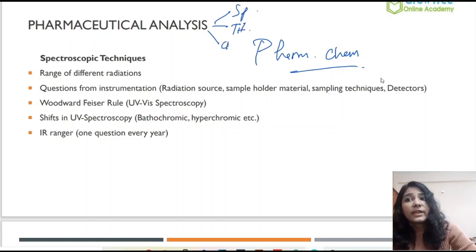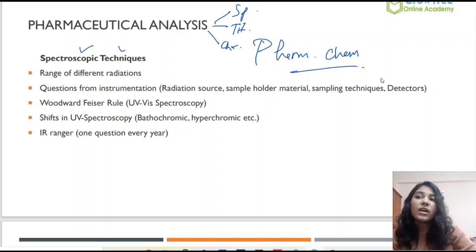In spectroscopic techniques, you should be familiar with the different ranges of radiations. Like there is a different range for UV radiation, there is a different range for IR, there is a different range for radio waves, gamma waves, microwaves. So these can be asked, and this is a very basic thing, so you should know this.